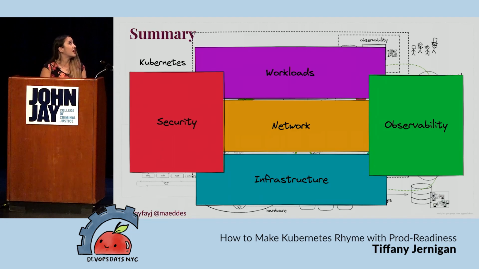So to simplify it, there are a few areas that I'm going to specifically focus on for this. So there's security, workloads, network, infrastructure, and observability. And some of these actually overlap with each other. You could have things that are specifically security and networking, et cetera, that work together.